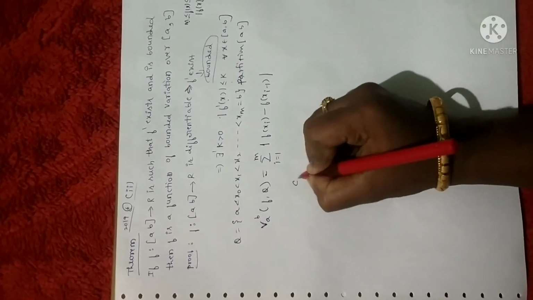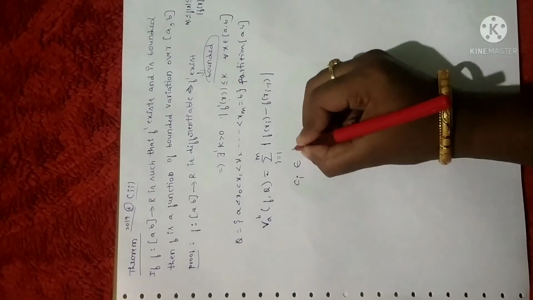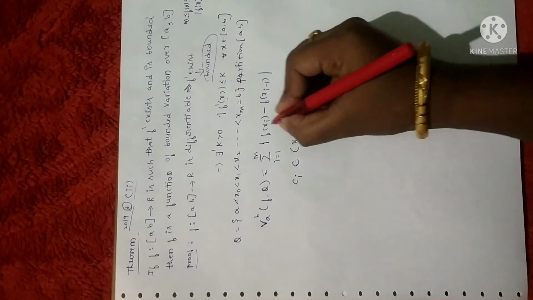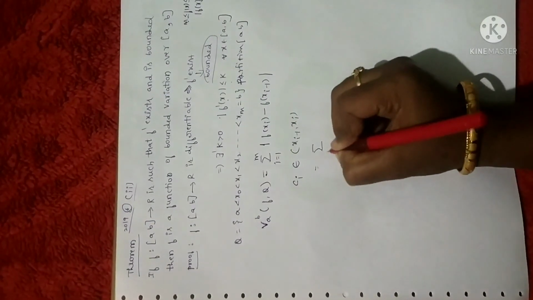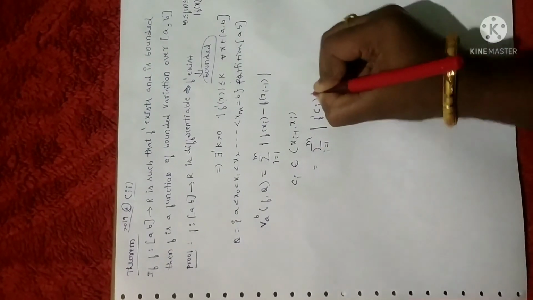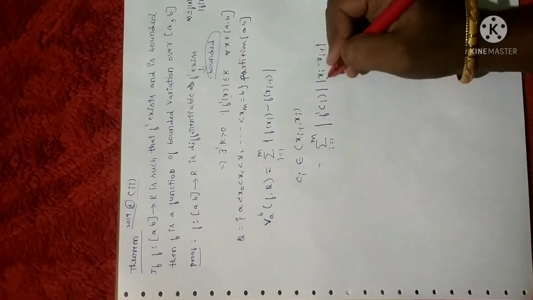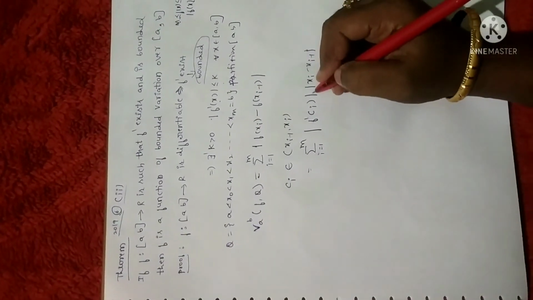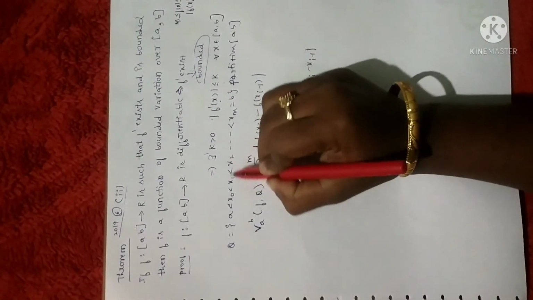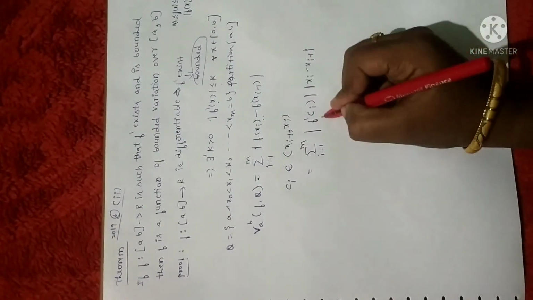Now let me take any element, say ci, the intermediate value between xi minus 1 and xi, by the mean value theorem. Then I can write the same expression as the summation from i equal to 1 to m of the magnitude of f dash of ci into xi minus xi minus 1. This is from the concept of the mean value theorem, since ci is one of the values between xi minus 1 and xi, that is, between two consecutive points of a partition. So I can rewrite this statement as this.